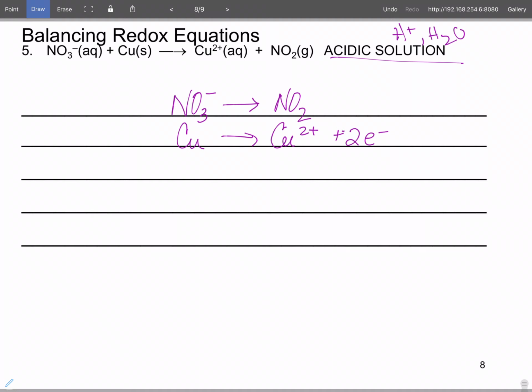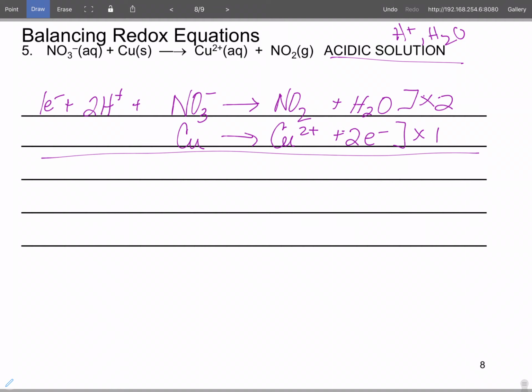So now let's go up and look at our nitrogen. We have 1 nitrogen, 1 nitrogen. We're mass balanced. We have 3 oxygens and 2 oxygens. So we're going to need another oxygen. So we'll add water over here, which means we have to add 2 H pluses over here. So when we look at this one, we have a total charge of 1 plus on the reactant side and 0. So we're going to have to add 1 electron to this side. Okay, so that means we'll multiply this one by 2 and this one by 1 so that our electrons cancel.